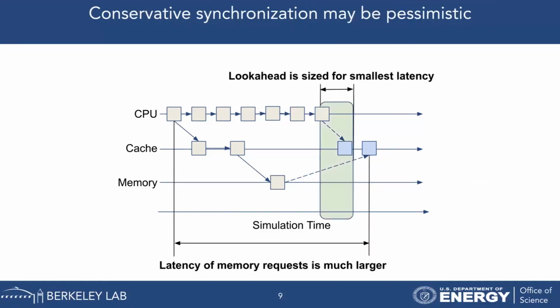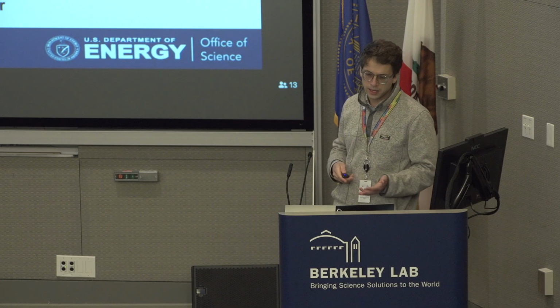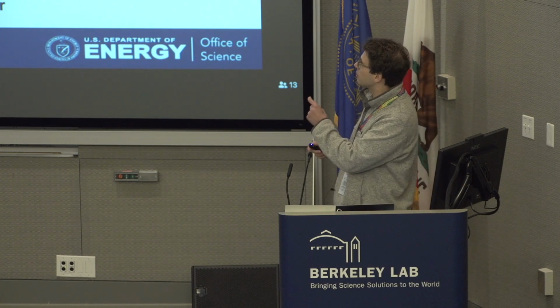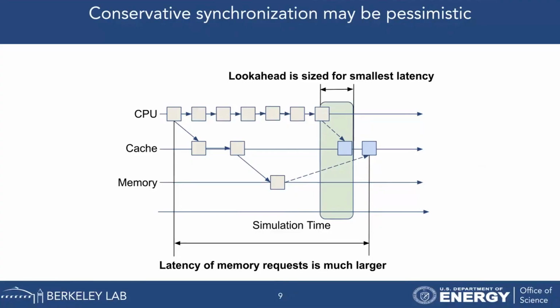So why do we think this is a good idea? In this specific case, let's look at what these numbers are. The size of the look-ahead, as I mentioned earlier, has to be sized for the smallest latency. In this case, it's maybe 4 cycles. But we know if, for example, we're doing a memory-bound application, that the frequency with which these events are being issued from the CPU and with which they're being processed is 1 or 2 orders of magnitude larger. So the look-ahead window is very, very small for the number of events that we would expect to be passed between these different components.